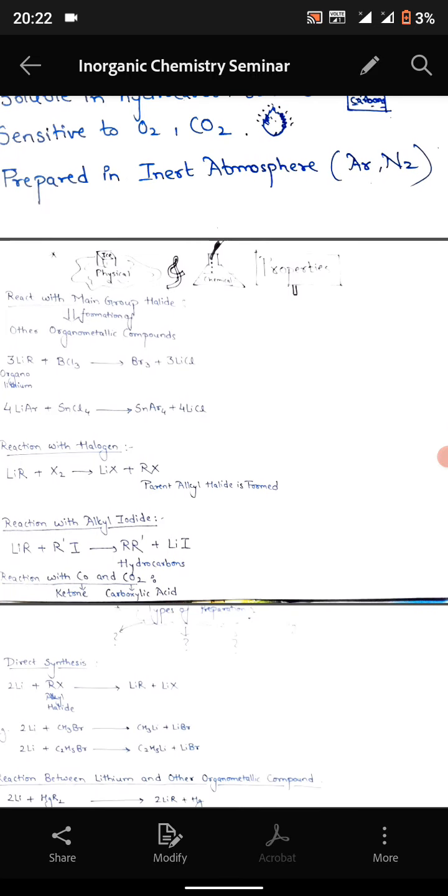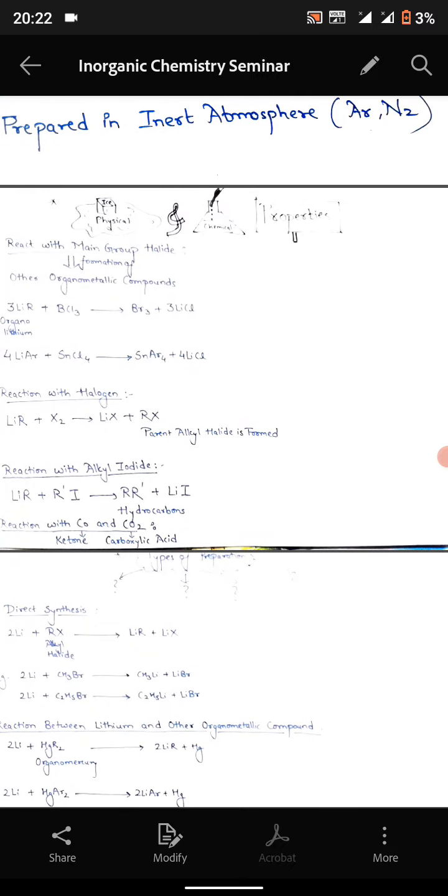Physical and chemical properties. It reacts with main group halides, forming other organometallic compounds. 3LiR plus BCl3 gives BR3 plus 3LiCl. Here LiR is organolithium. Next, 4LiAr plus SnCl4 gives SnAr4 plus 4LiCl. These are important reactions.